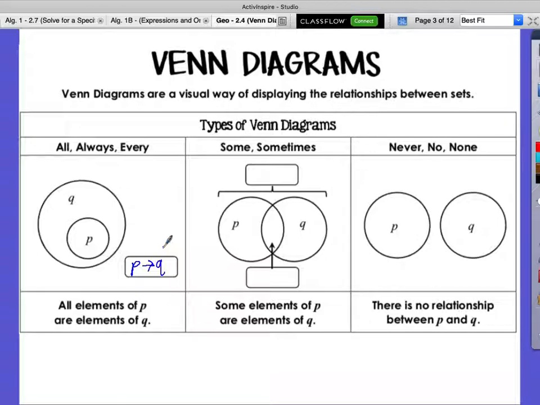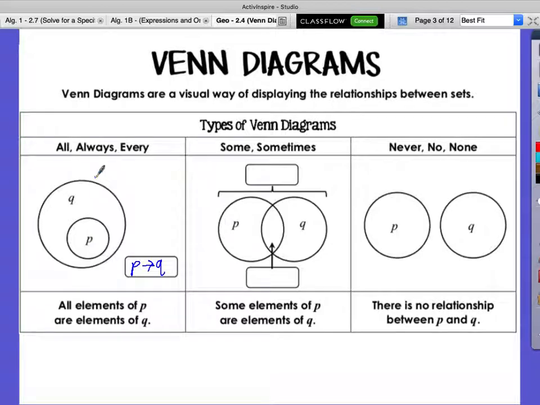Okay, what we're saying is if P then Q. For example, if you are in this math class, then you are in this high school. It's not true the other way around. The converse is not true. If you were to say if you're in this high school, then you're in this math class, that's not true. That's what this Venn diagram says. Every student that's in this math class is a student in this high school. If you're part of this, then you're part of the whole thing. That's that kind of a Venn diagram.